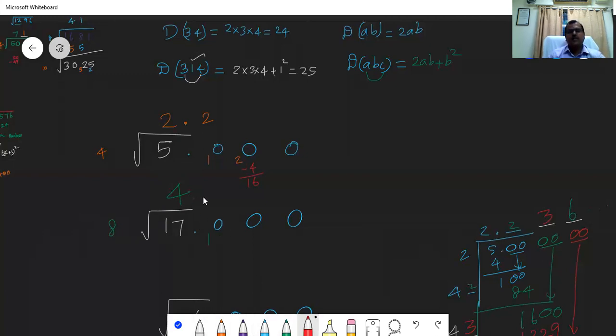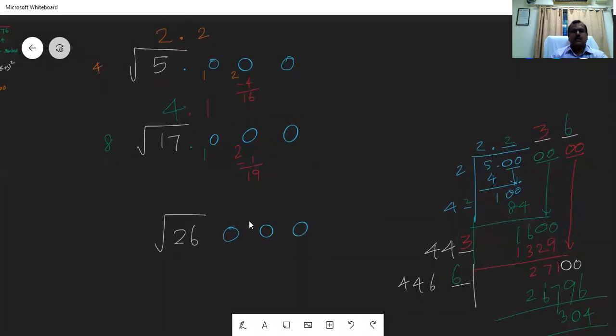1. 1 8 is 8. Balance 2, or 20. Yes, square the 1 and subtract. Square of 1 is 1. Subtract from 20, it is 19.